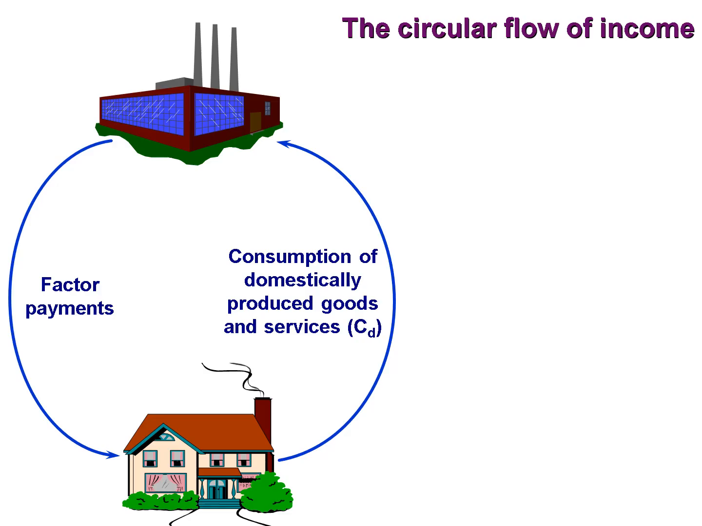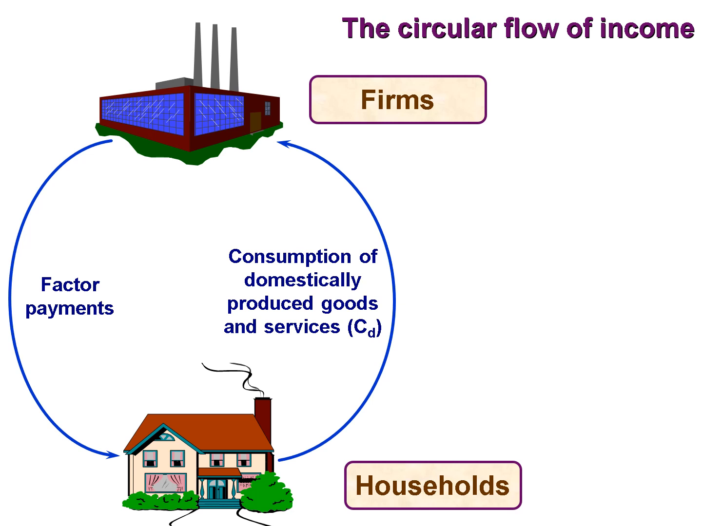So this is the factor payment. The consumption of domestically produced goods and services. When the firm produces goods and services, automatically the household will do consumption. They do consumption domestically. Factor payment is a payment for factors of production. Circular flow of income: firms and households. You have to know how to draw this.